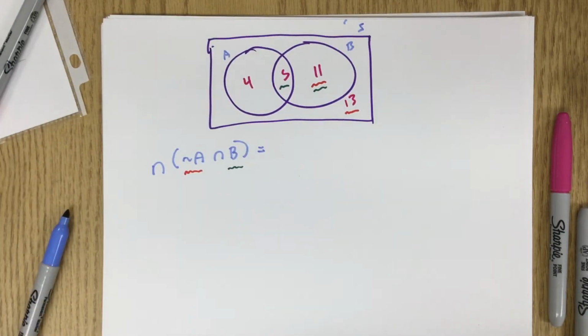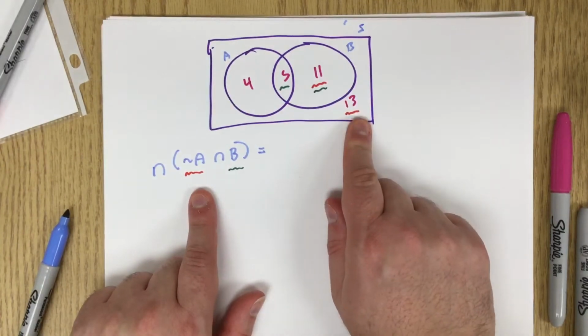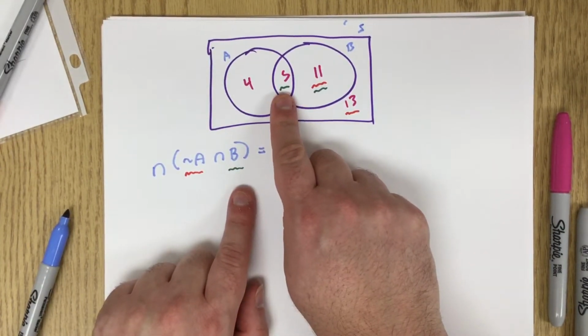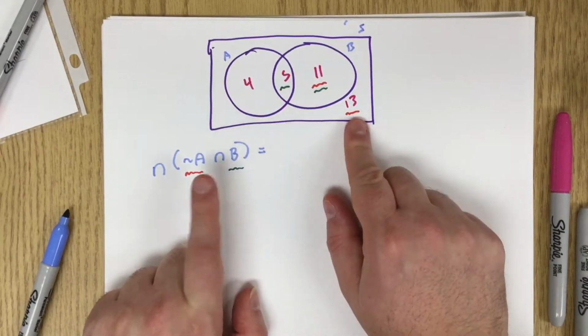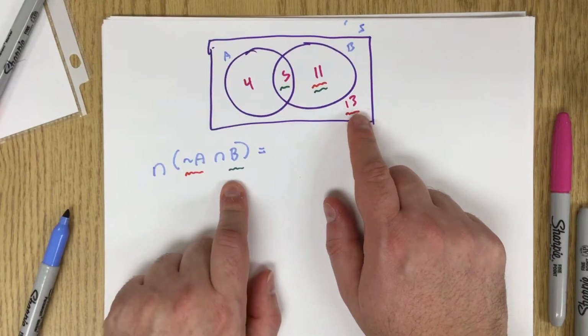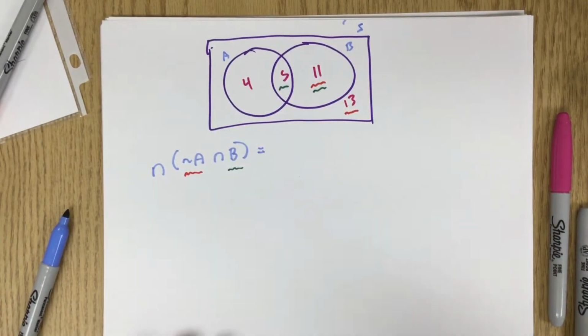So we want a region that is the red squiggle and the green squiggle. So that's only the green one, that's in B, but it's not in A. This one is not in A, but it's also not in B, so that doesn't work. 11 is the only thing that works. And so the answer here is 11.